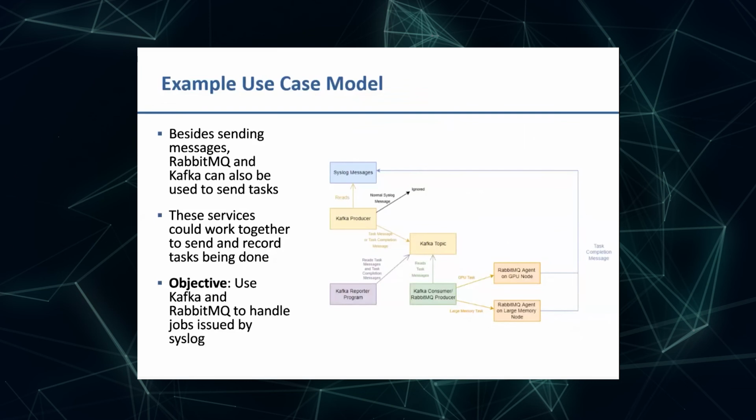In our investigation of these message brokers, we found that they are also used to send tasks and jobs in addition to sending messages. And so this motivated us to come up with the use case, which you can see here on the right, where RabbitMQ and Kafka are working together in order to handle jobs issued by syslog. We're going to divide this use case into two main parts, and we'll talk about the first part now.